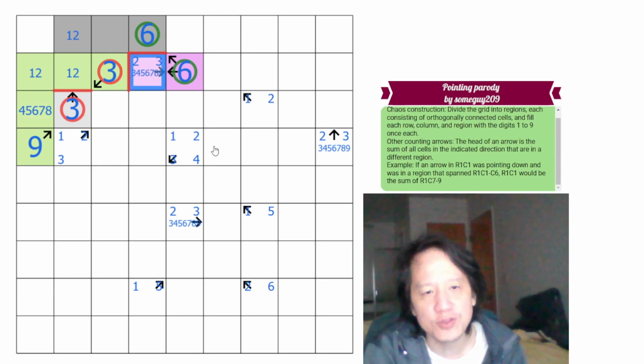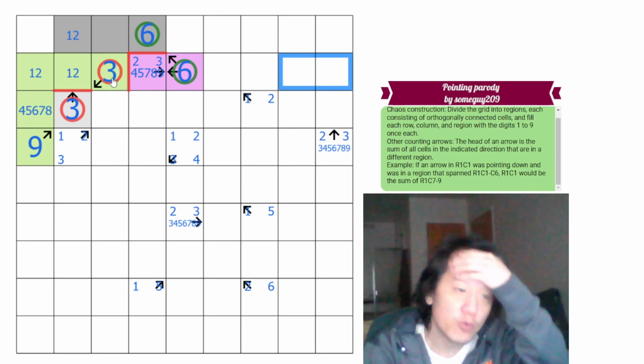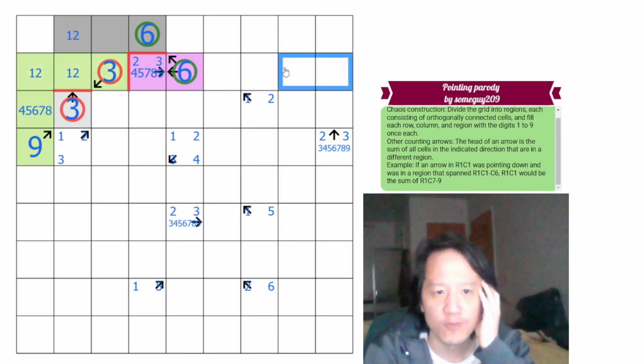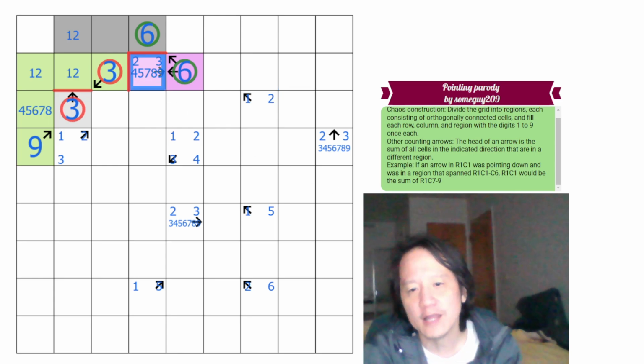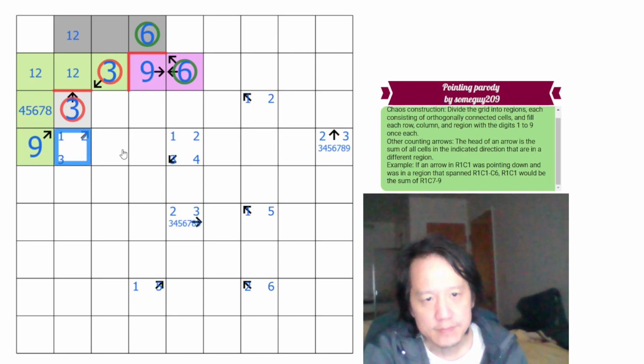This can't be 3. It can't be 6. This also must add up to at least 2 digits, which are not part of the region. We already have 1, 2, and 3 taken care of. The minimum, therefore, is 4 and 5. That cannot be part of the region, and therefore this must be 9. So this is 9.